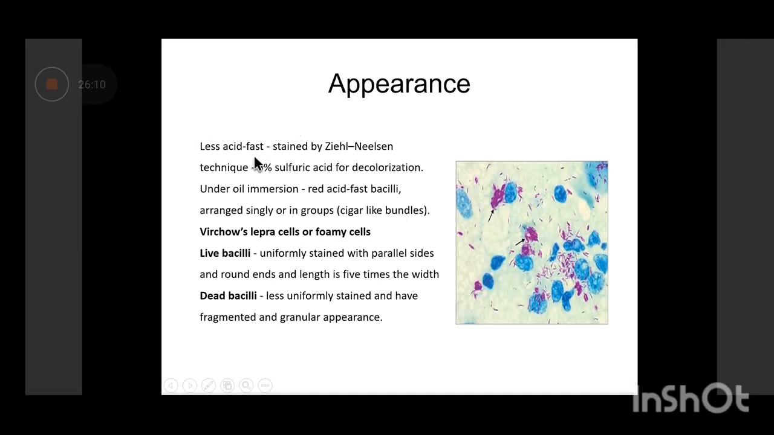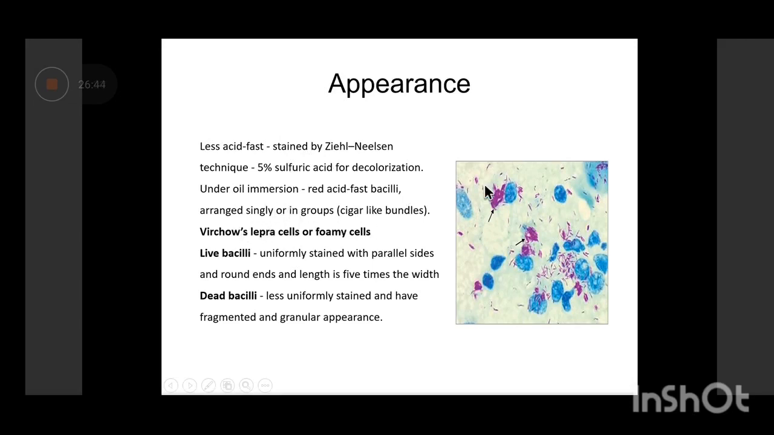Ziehl-Neelsen staining. These are less acid-fast as compared to tubercular bacilli, and here we use 5% sulfuric acid for decolorization. So this is the difference between what we do in the case of Mycobacterium tuberculosis and Mycobacterium leprae. They ask this in exams and in viva, what is the difference in technique. And we look for these red acid-fast bacilli under oil immersion.